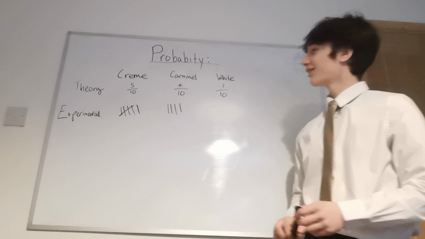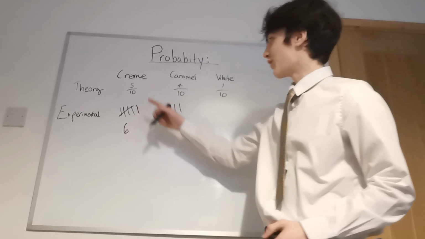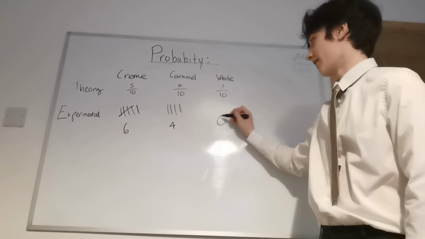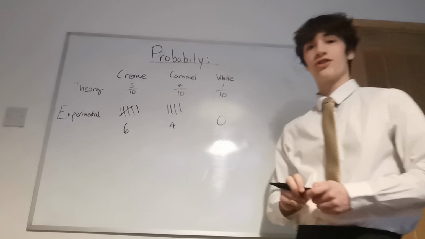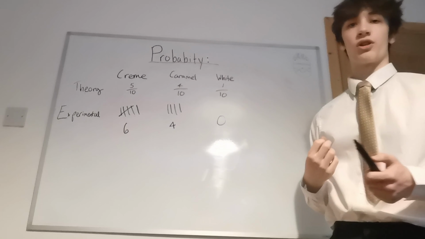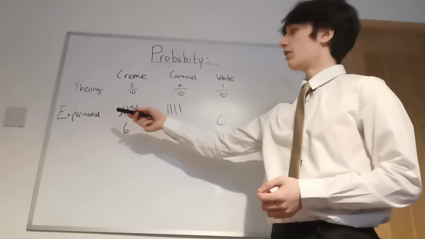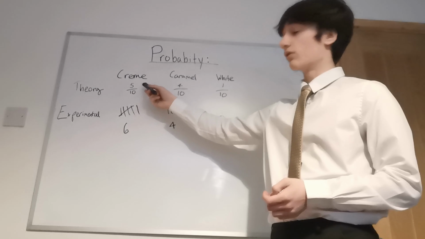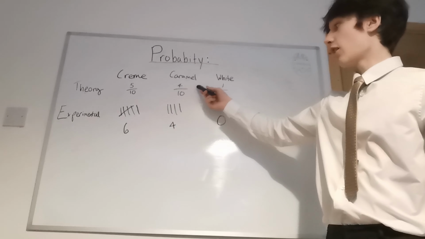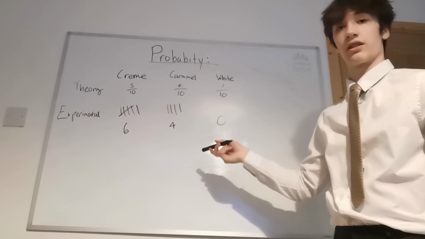Okay, so we conducted the experiment, and at the end we drew 6 cream eggs and we drew 4 caramel eggs and 0 white eggs. I wanted to do this to show you that theoretical probability is not what is definitely going to happen. And that's why we have experimental, because if we followed the theory, then we should have gotten 5 cream eggs at the end of it, but we had 6. And the caramel was correct, but we didn't pull the white one at all for the whole 10 attempts.